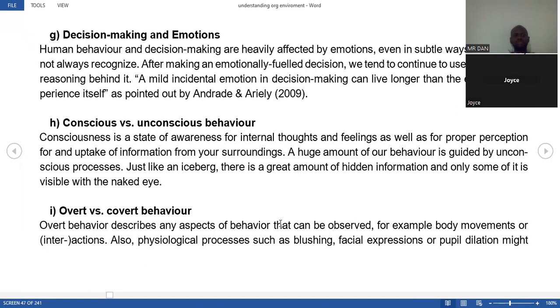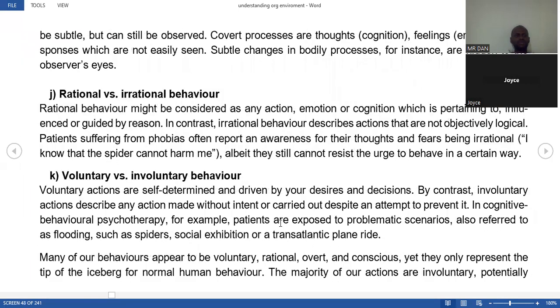Decision making and emotions, those ones you will just read. Then irrational behavior and rational behavior, voluntary and involuntary behavior. So we have some behaviors that are voluntary, where you do them because you feel like doing them or you desire to do them. Then you have involuntary behavior, that sometimes you might be forced to do, even if you do not want to or you cannot avoid doing them.